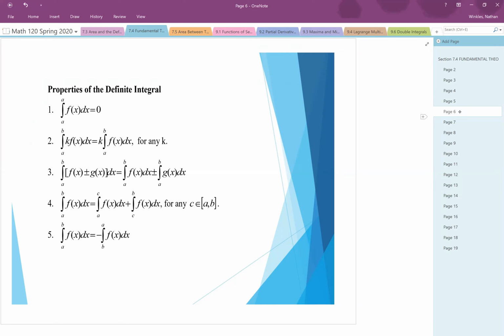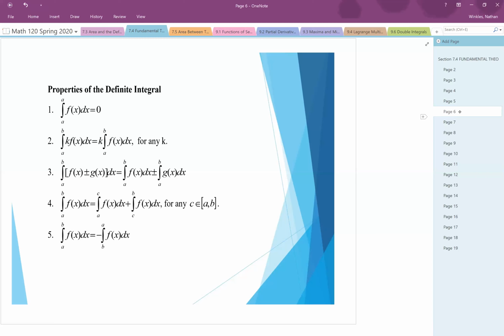The second one: the integral from a to b of k times f of x dx is equal to k times the integral from a to b of f of x dx, for any constant k. Anytime we have a number that's multiplied in front, the technical way would be to factor the number out and then integrate that piece. That sometimes will be too cumbersome. Just take our antiderivatives and leave that number in front.